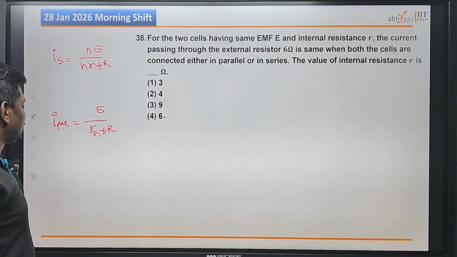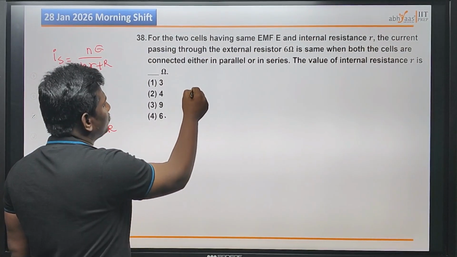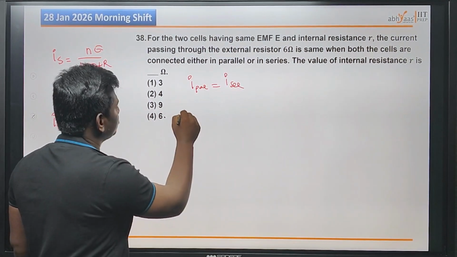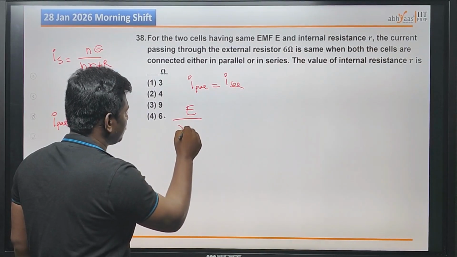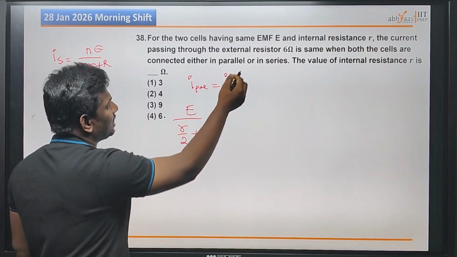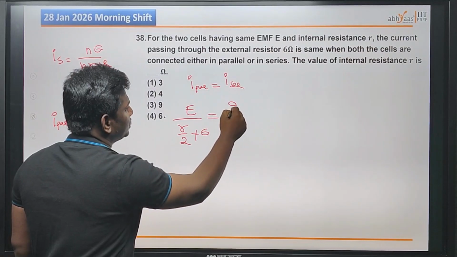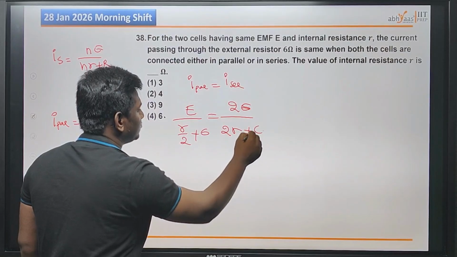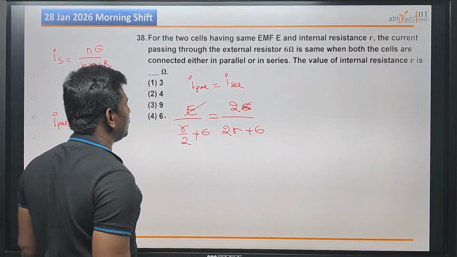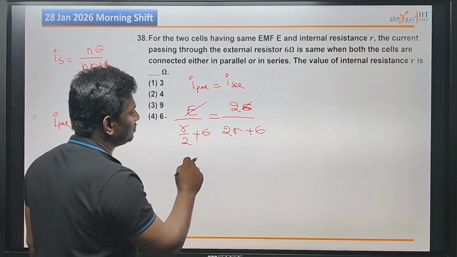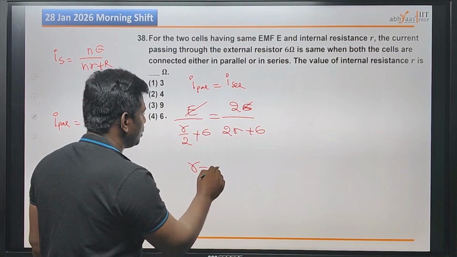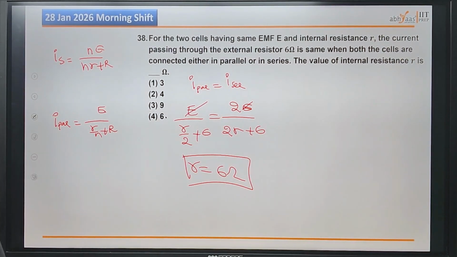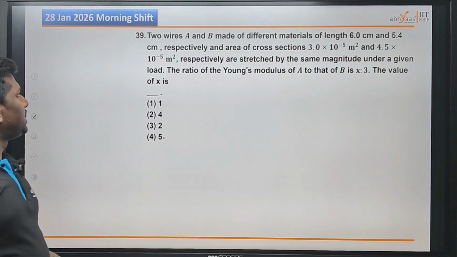What is the condition they have given? They have given I parallel equal to I series. For I parallel, I am writing E by R by N, where N is 2, plus capital R, that is 6 ohm, equals 2E by 2R plus 6. If we cancel out E and E, and rearrange the things to find R, you will get R equal to 6 ohms. Correct option is 4.